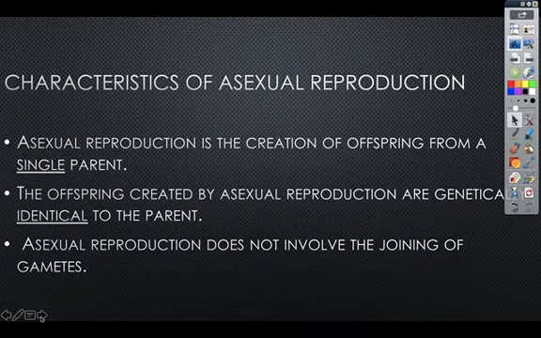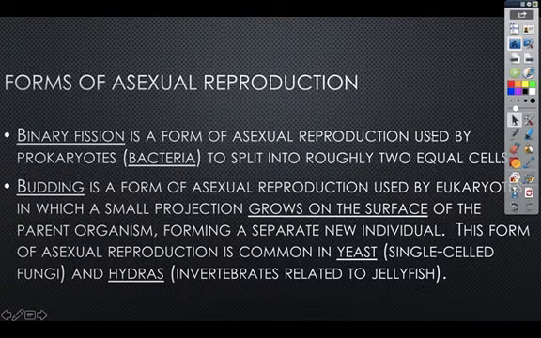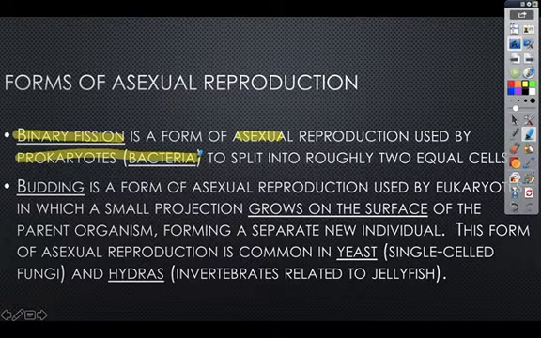Now we're going to talk about some different types of asexual reproduction. The first one is binary fission. Bi, think of two when you think of bi. So this is, of course, asexual. This particular type is used by prokaryotes, which we know whenever we hear prokaryote, we should think of bacteria. So this is the way bacterial cells would reproduce. It's through binary fission, and basically it just splits into two equal cells. So one cell splits into two.